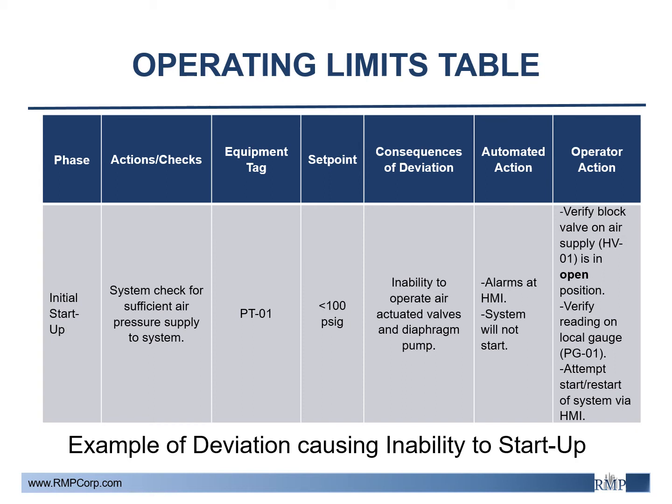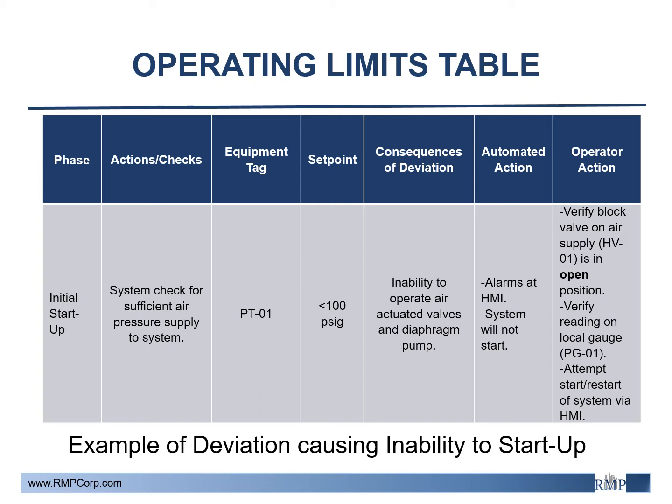We then have our set point, which is 100 psig. So anything below that, as read by our pressure transmitter 01 on our air supply, will result in an inability to operate air actuated valves and the diaphragm pump. So as a result, the system will take some automated action, which will be to alarm at the HMI and will also keep the system from starting.